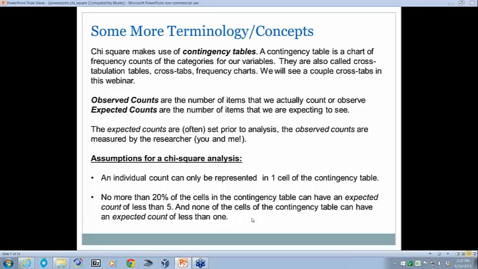No more than 20% of the cells in the contingency table can have an expected count of less than 5. People get confused on that. They will look at the chi-square table and they'll see that they have a value in one of the cells of less than 5. That's okay, to have an observed count less than 5. However, you shouldn't have an expected count less than 5. None of the cells in the contingency table should have an expected count of less than 1 either. You can have an expected count of 0.5, as long as no more than 20% have something like that. And we'll see as we go through.